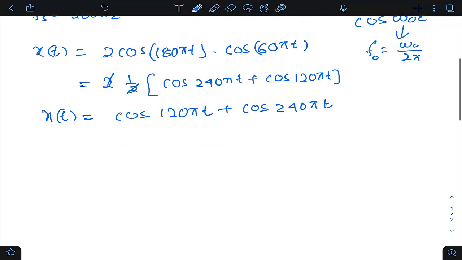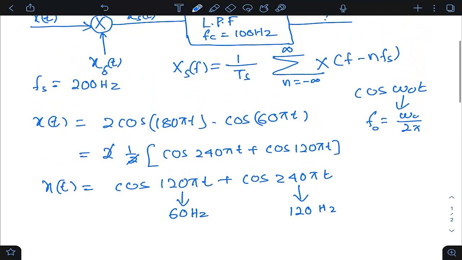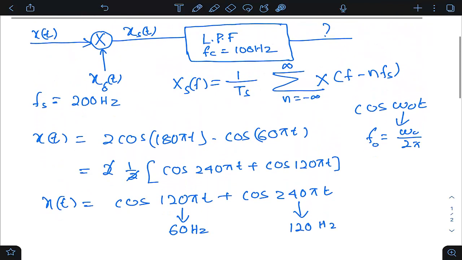So, if I ask you what are the frequency components of this x of t, from this component, if I divide it by 2 pi, I'll get the frequency is 60 hertz. If I divide here by 2 pi, I'll get the frequency is 120 hertz. That means this signal which I am interested to sample has frequency components 60 Hz and 120 Hz.